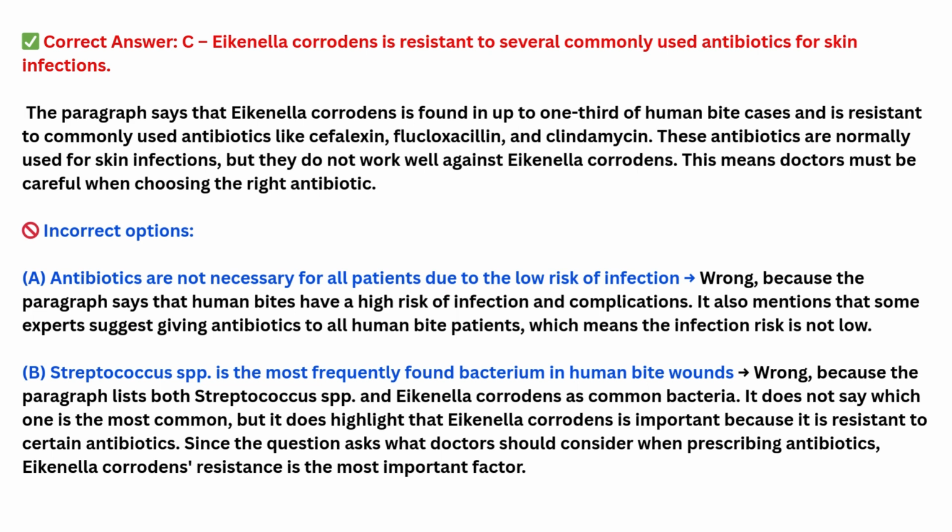B. Streptococcus spp is the most frequently found bacterium in human bite wounds. Wrong, because the paragraph lists both Streptococcus spp and Eikenella corrodens as common bacteria. It does not say which one is the most common, but it does highlight that Eikenella corrodens is important because it is resistant to certain antibiotics. Since the question asks what doctors should consider when prescribing antibiotics, Eikenella corrodens resistance is the most important factor.